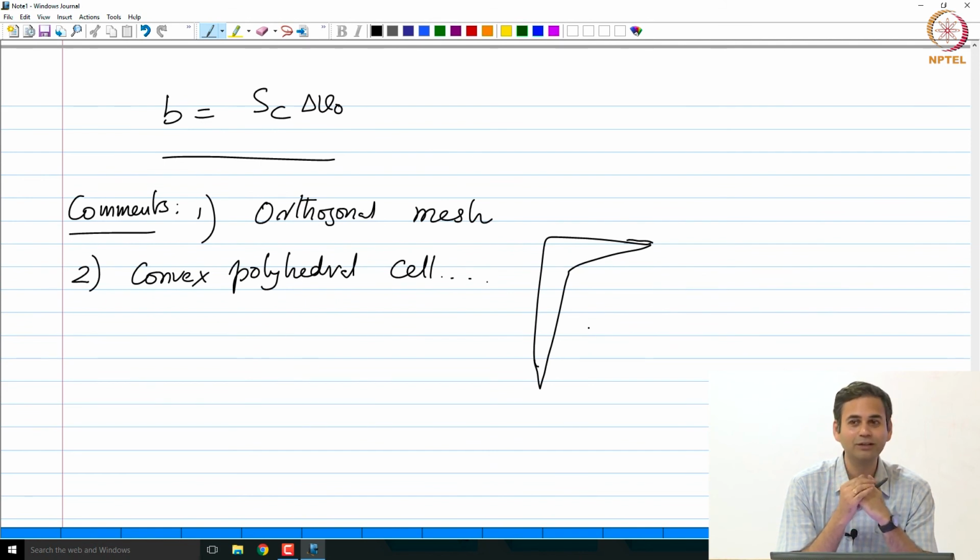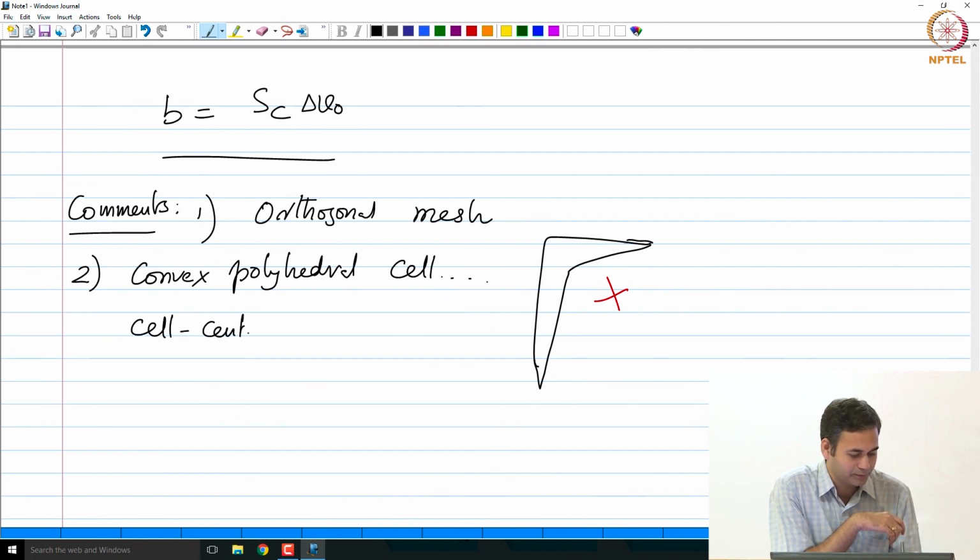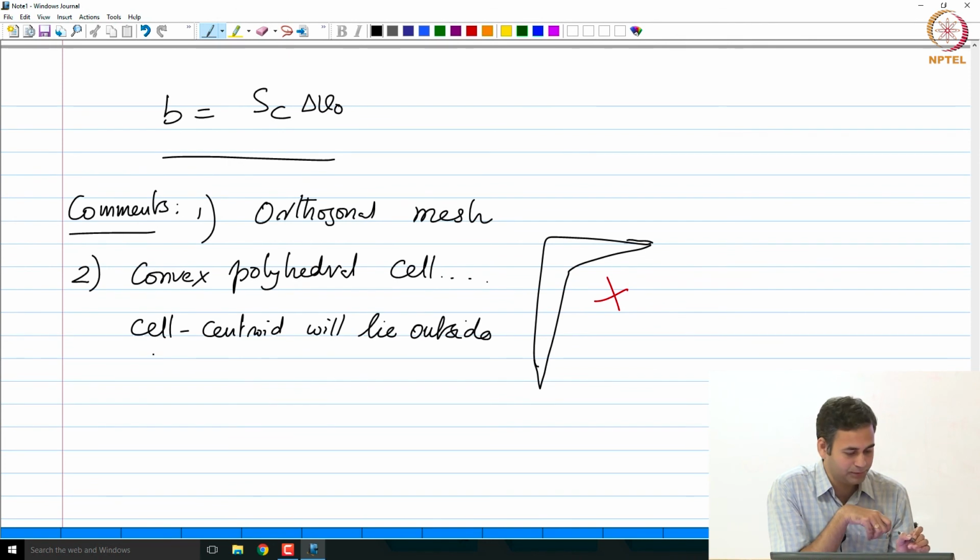It will lead to negative coefficients. Do you see that? Once it is outside, all your calculations, the coefficients, will lead to negative coefficients. So, essentially that is why we have to have only convex polyhedra. We cannot have cells like this, because the cell centroid will lie outside if we have something like this. So, essentially it is not a representative of the cell values.